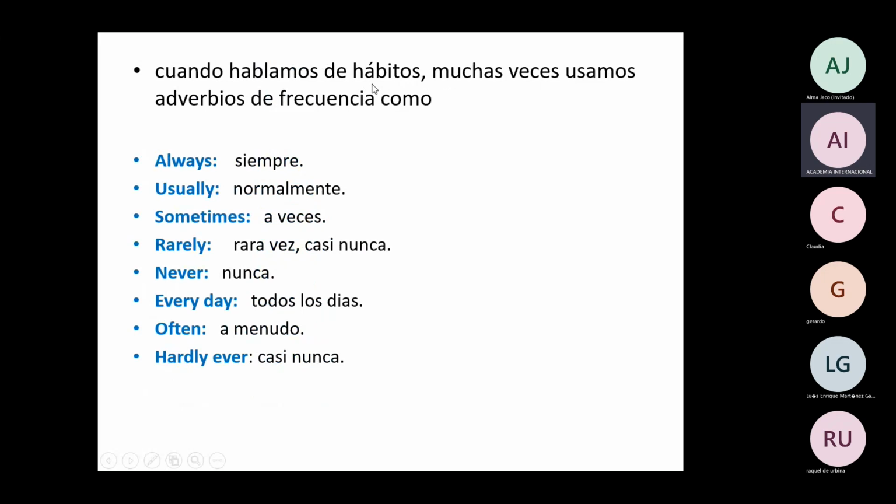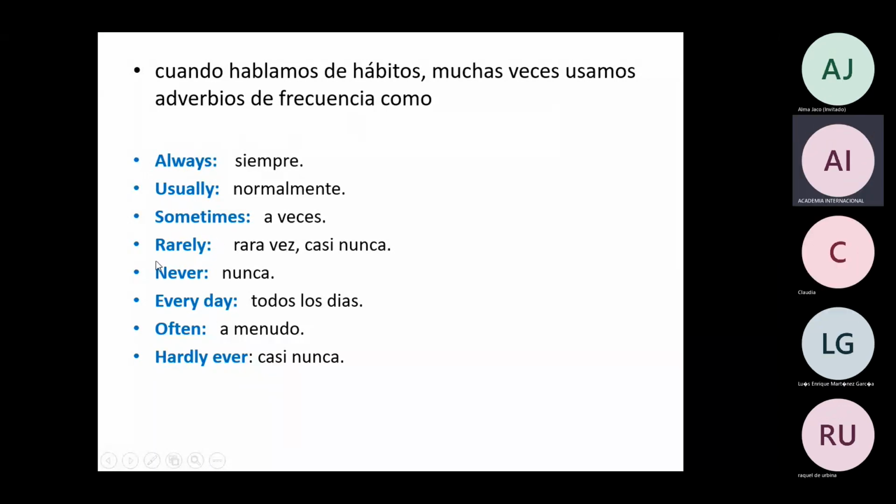Cuando hablamos de hábitos, muchas veces usamos adverbios de frecuencia. So we use adverb of frequency. Son llamados adverb of frequency o en español adverbios de frecuencia. Como always, usually, sometimes, rarely, never, every day, often, and hardly ever. So they are one of the most common ones in English. So there are more adverb of frequency, but these are one of the most common ones.